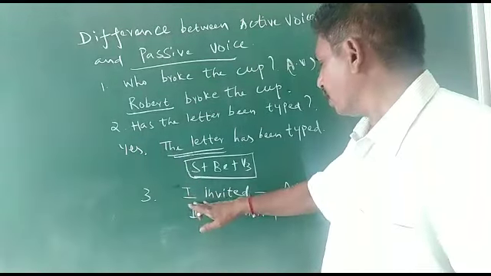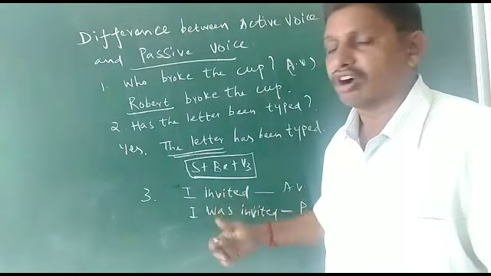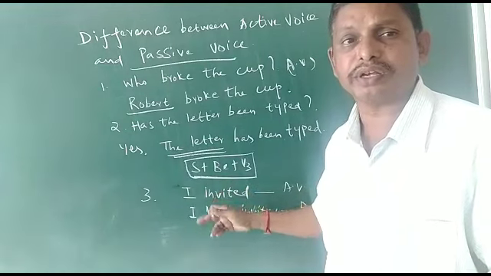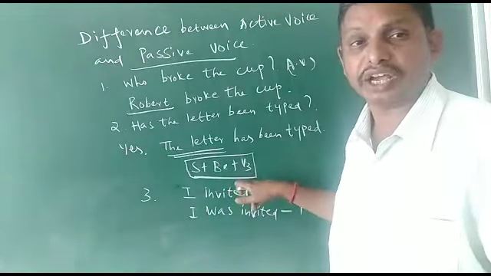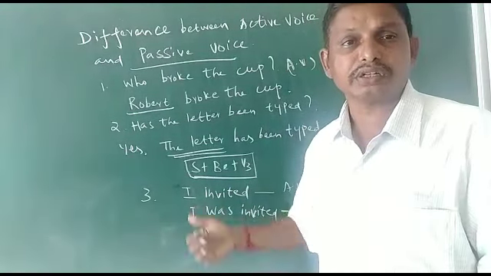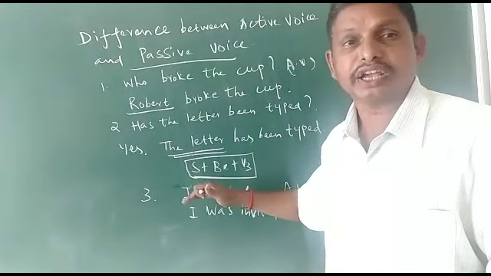You see, I invited. So this is active voice. So how can we identify whether it is active or passive? If it is a passive voice, you can find be plus V3. Here there is no be form verb. So I invited. In this sentence, I did the action. I am the doer of the action. I am the performer of the action here. I invited. So I did the action of inviting.